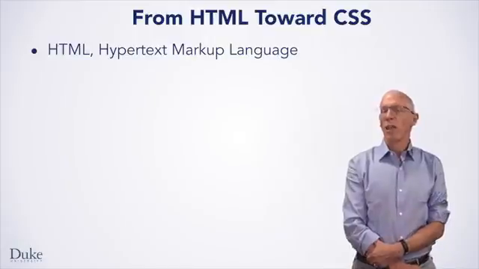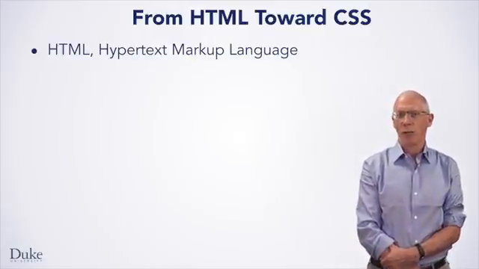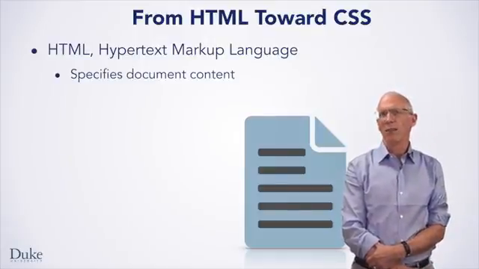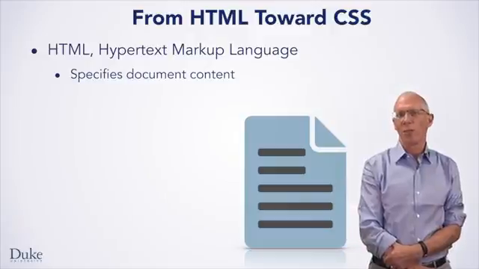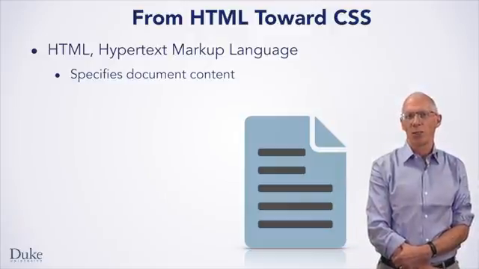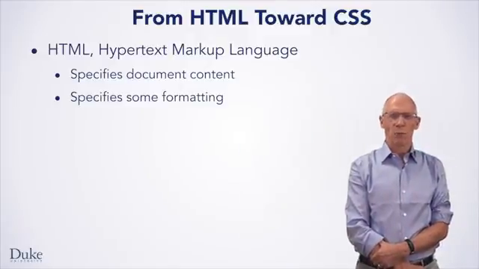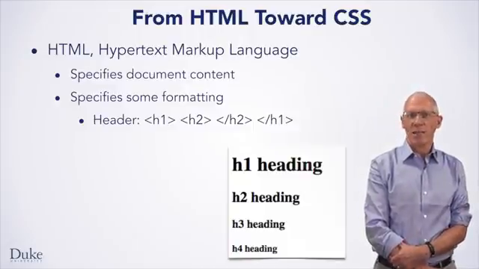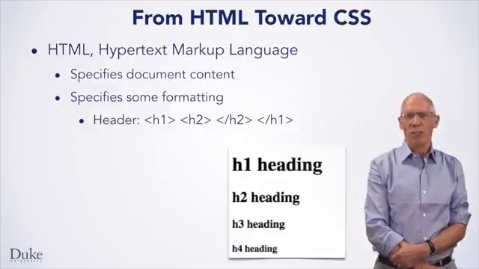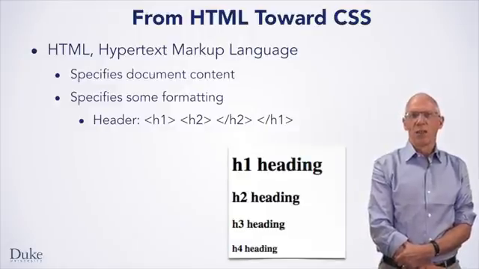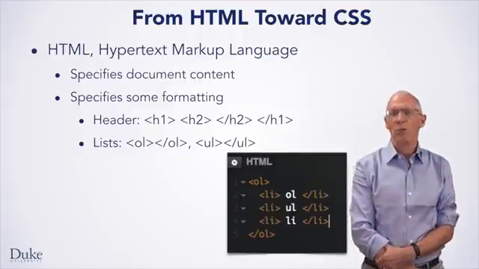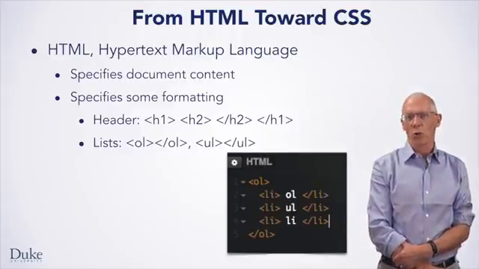We've already used HTML, or hypertext markup language, to create web pages that anyone in the world can see. HTML specifies the content of a document, the words and images that appear in a web page. Some formatting is specified with HTML. For example, different size headers are indicated in HTML by H1 or H2 or H3 tags. Different kinds of lists are indicated in HTML by using OL and UL tags for ordered and unordered lists.